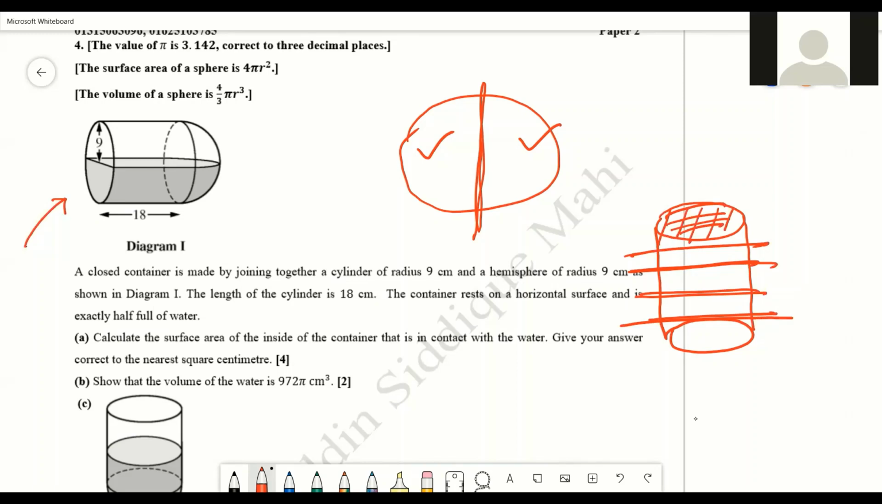Closed container means this side is closed. I mean, the whole thing is closed. And we also say that the water is there. Yes, exactly: the container rests on a horizontal surface and is exactly half full of water. So this information is very important.